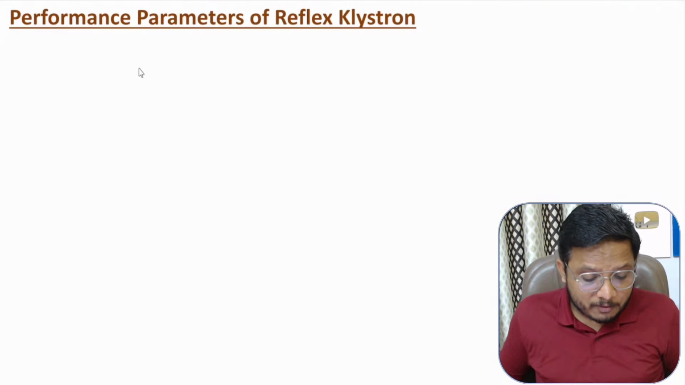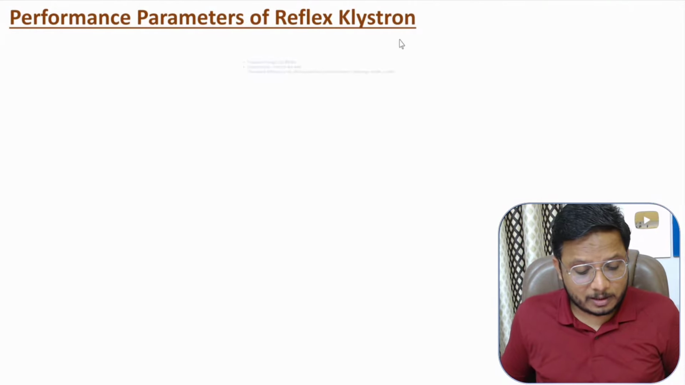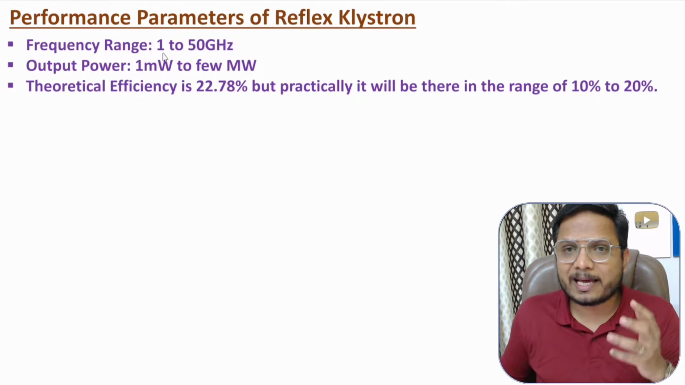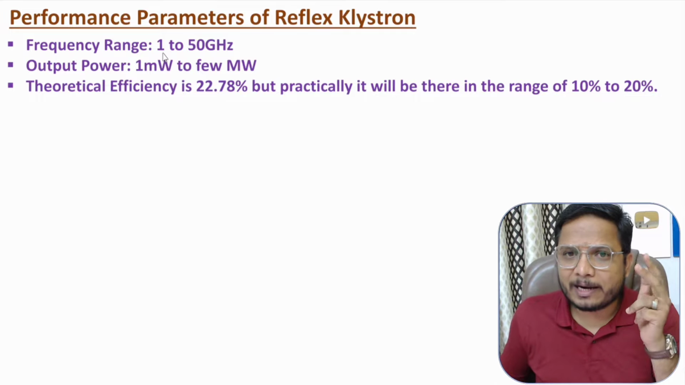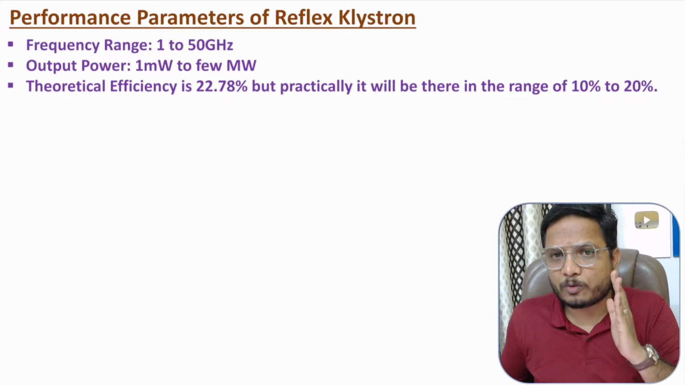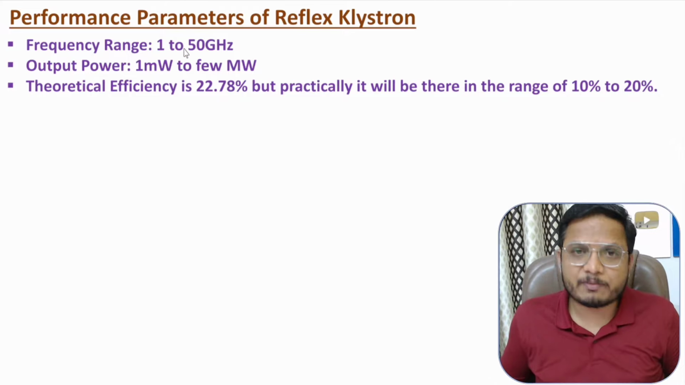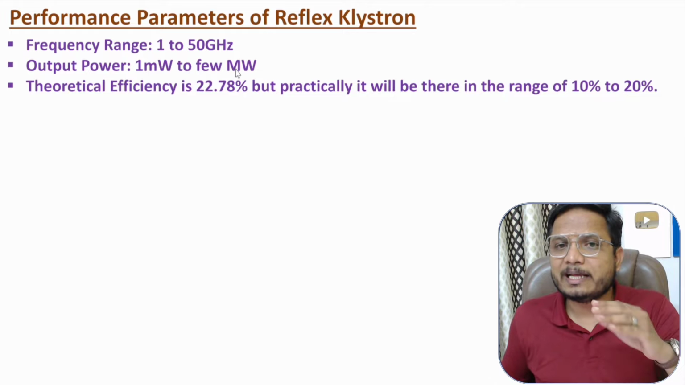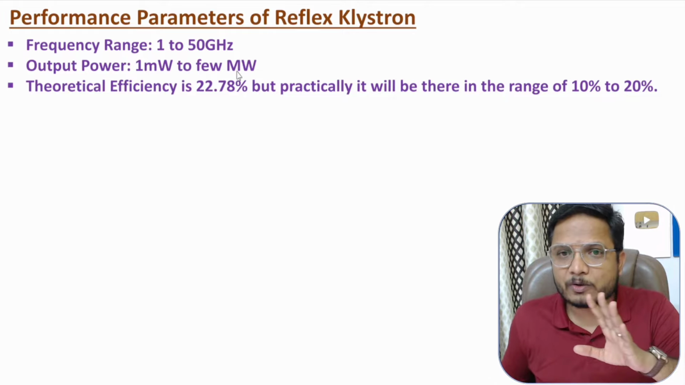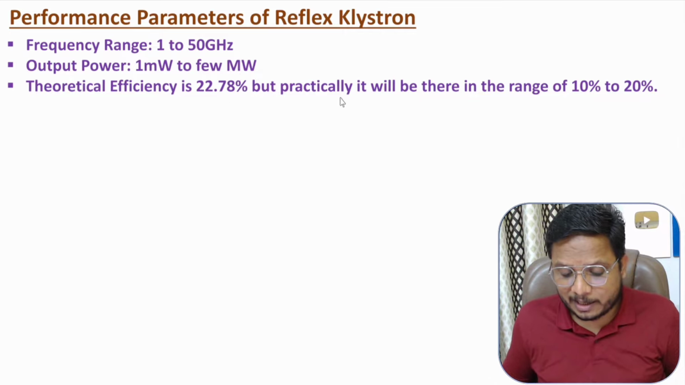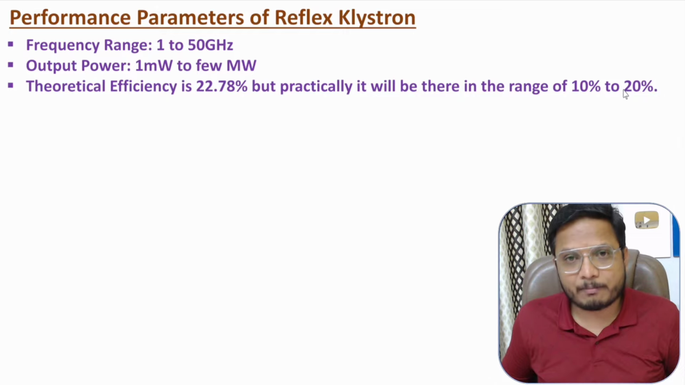Now I'll discuss the performance parameters of the reflex klystron. See, using a reflex klystron, one can generate frequency from 1 gigahertz to 50 gigahertz. In my laboratory, we are generating frequencies in the range of X band from 8 gigahertz to 12 gigahertz, right? Usually that is the frequency which we use in the lab. The output power could be from 1 milliwatt to a few megawatts. See, this few megawatts of power we use in radar systems, right? In the laboratory, we don't use megawatts of power. Theoretically, efficiency is 22.78%, but practically you will observe it in the range of 10 to 20%.